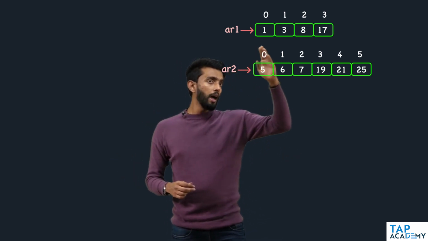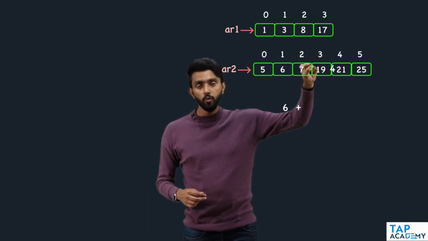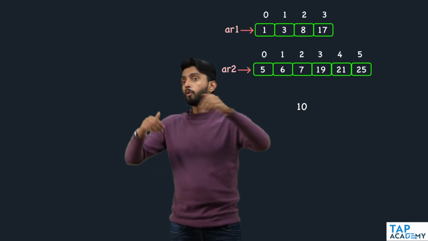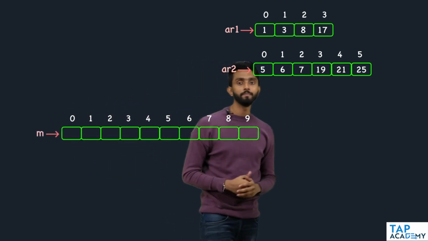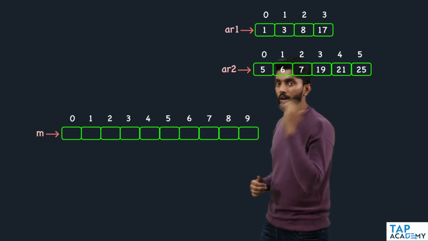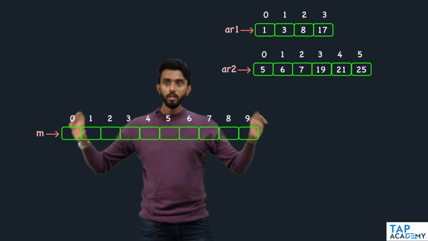So how are you going to do that? Very simple. I have a total of 4 elements here. I have a total of 6 elements here. So 6 plus 4 is 10 elements, and hence I am going to create a brand new array whose size is 10. Any confusion till here? Size of the array is 10.